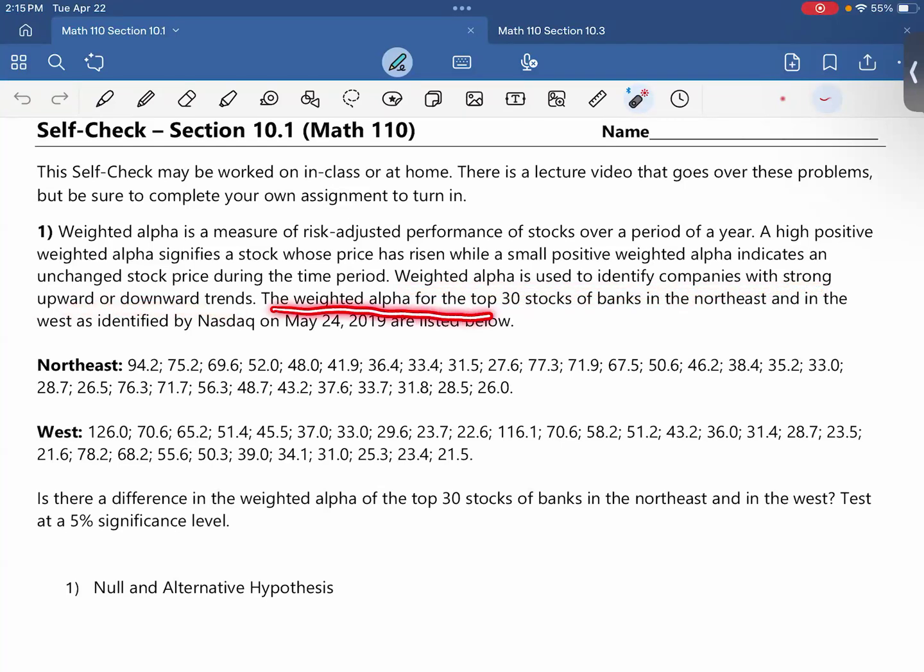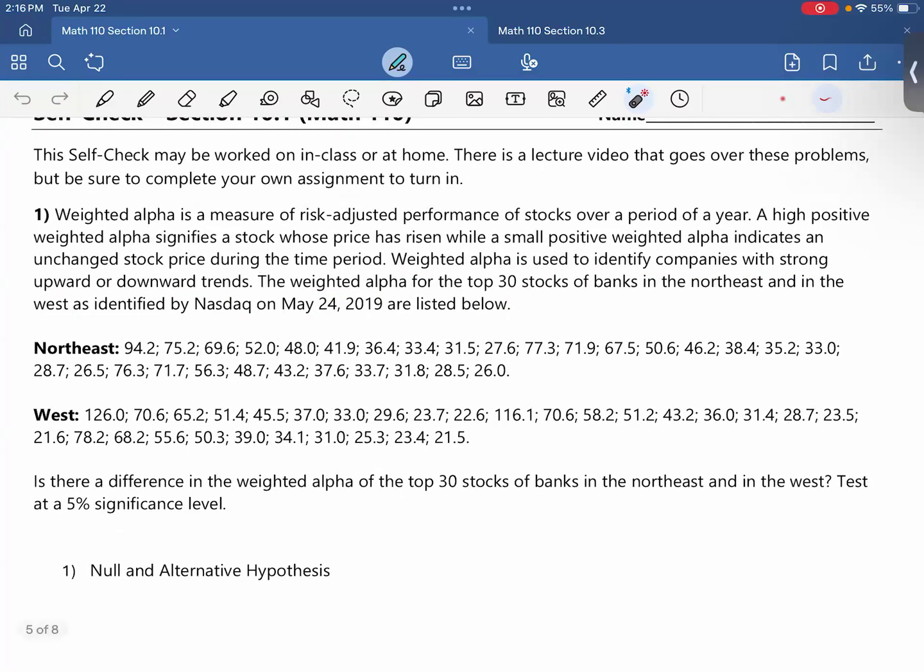The weighted alpha for the top 30 stocks of banks in the Northeast and in the West, as identified by NASDAQ on May 24, 2019, are listed below. So here we have Northeast 30 stock banks, and here we have West 30 stocks of banks. The question being asked here: is there a difference in the weighted alpha of the top 30 stock banks in the Northeast and in the West? And we want a 5% significance level.